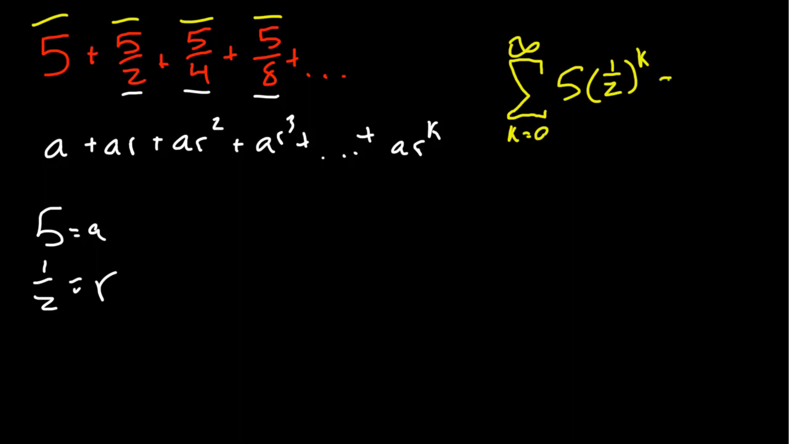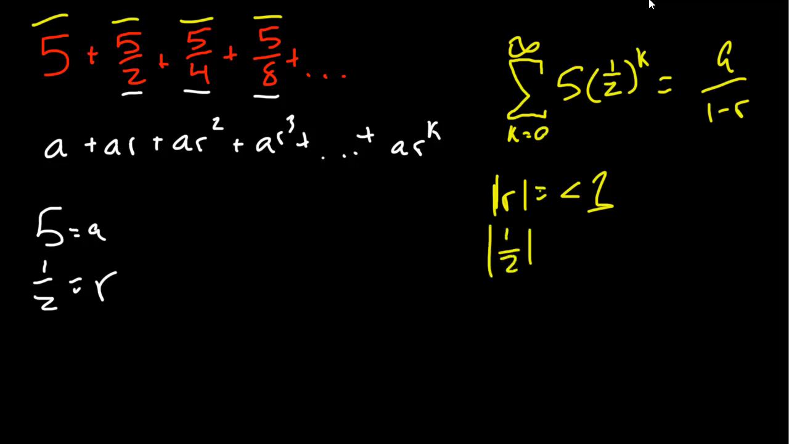What does this converge to? Does it converge? Well, if it does converge, our answer is going to be equal to A over 1 minus R. That's what it's going to be if it does converge. Now, does it? We say that this geometric series will converge if the absolute value of our common ratio is less than 1. And as it turns out in this example, the absolute value of 1/2, which is just 1/2, is indeed less than 1.